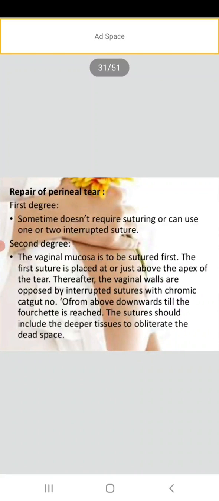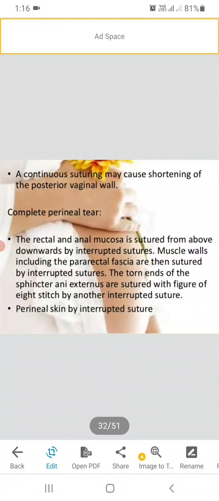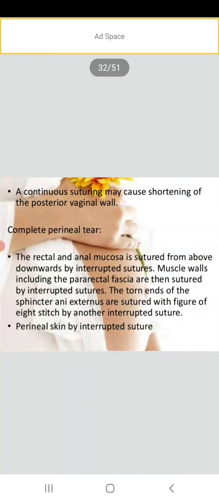Repair of perineal tear. First degree sometimes doesn't require suturing or can use one or two interrupted sutures. Second degree, the vaginal mucosa is to be sutured first. The first suture is placed at or just above the apex of the tear. Thereafter, the vaginal walls are opposed by interrupted sutures with chromic catgut, from above downwards till the fourchette is reached. The suture should include deeper tissues to obliterate the dead space. A continuous suturing may cause shortening of the posterior vaginal wall.